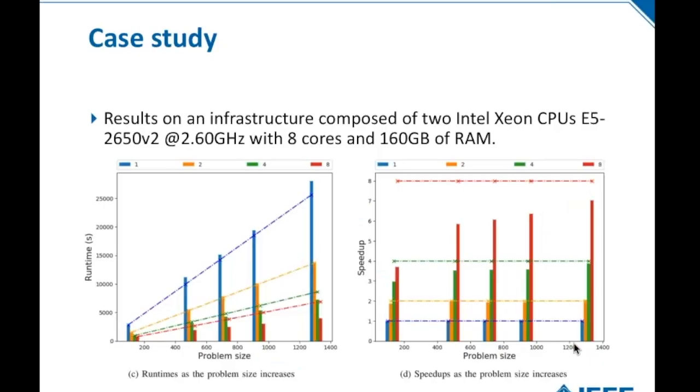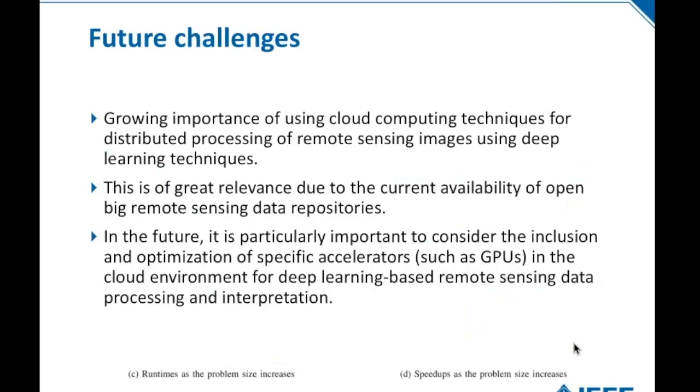So in conclusion, we can identify some remarks and future challenges. One is the growing importance of using cloud computing for distributed processing of remote sensing images using deep learning techniques, particularly when we want to run these deep learning architectures on distributed data repositories.